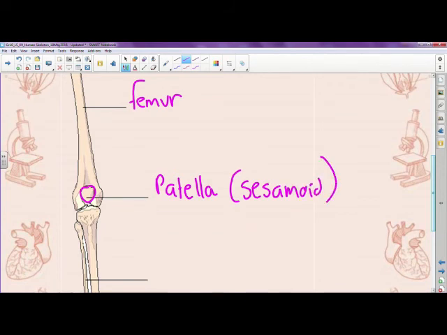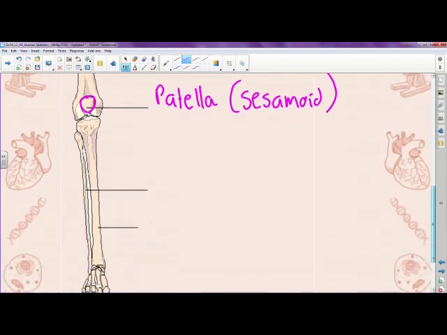It's the only bone in the human body that doesn't join with another bone. Next week, when I bring the knee joint to you, I'm going to show you how the patella.